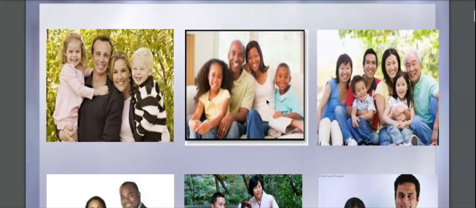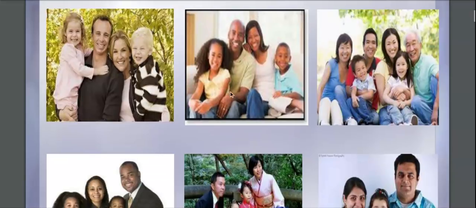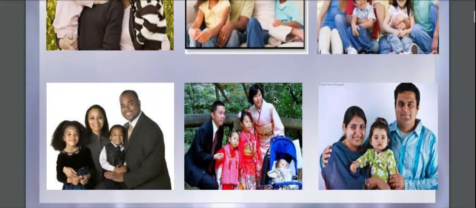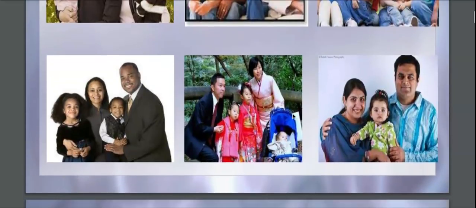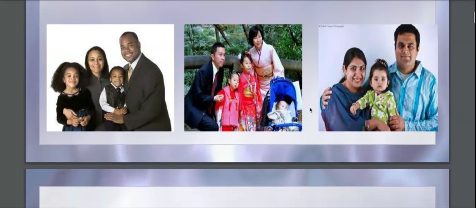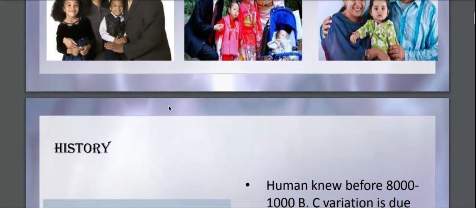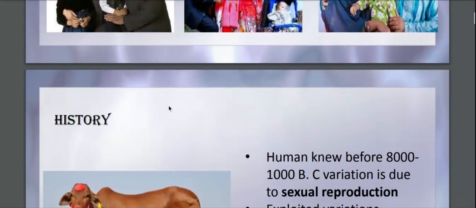So this slide here is showing you how different human families, you can identify their offsprings because they will have some traits in common. Okay, so you can have a look at these pictures here showing you families and their offsprings and the resemblance and the differences between parents and offsprings.